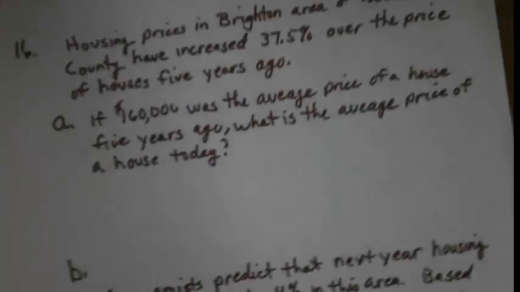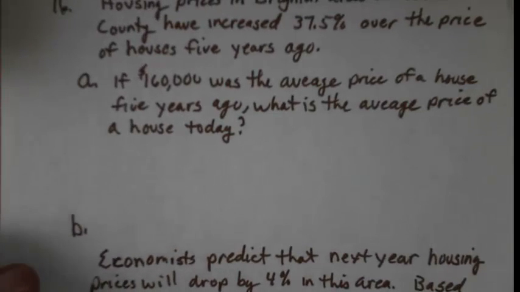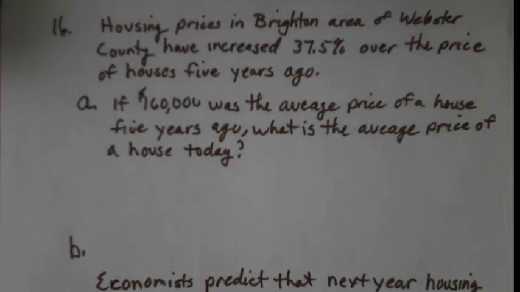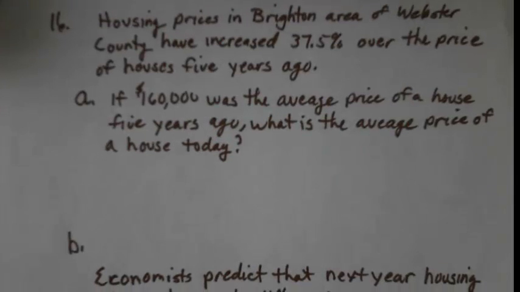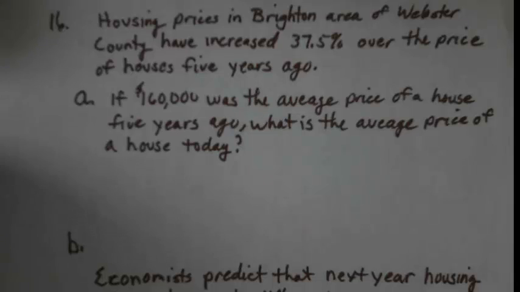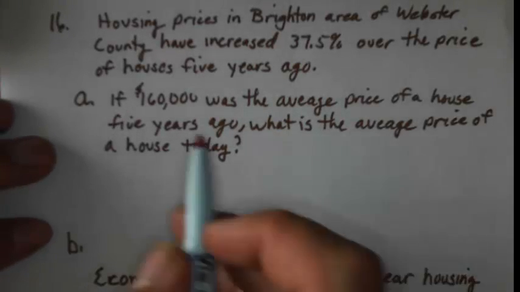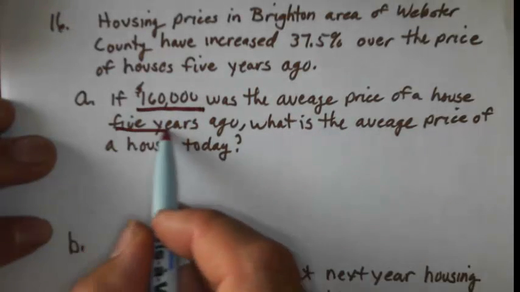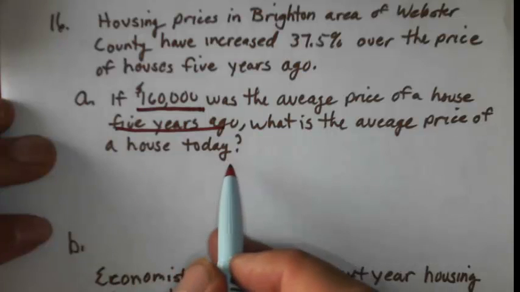Let's take a look at number 16. It's a two-part problem here. Housing prices in the Brighton area of Webster County have increased 37.5% over the price of houses 5 years ago. If $160,000 was the average price 5 years ago, what is the price of the house today?